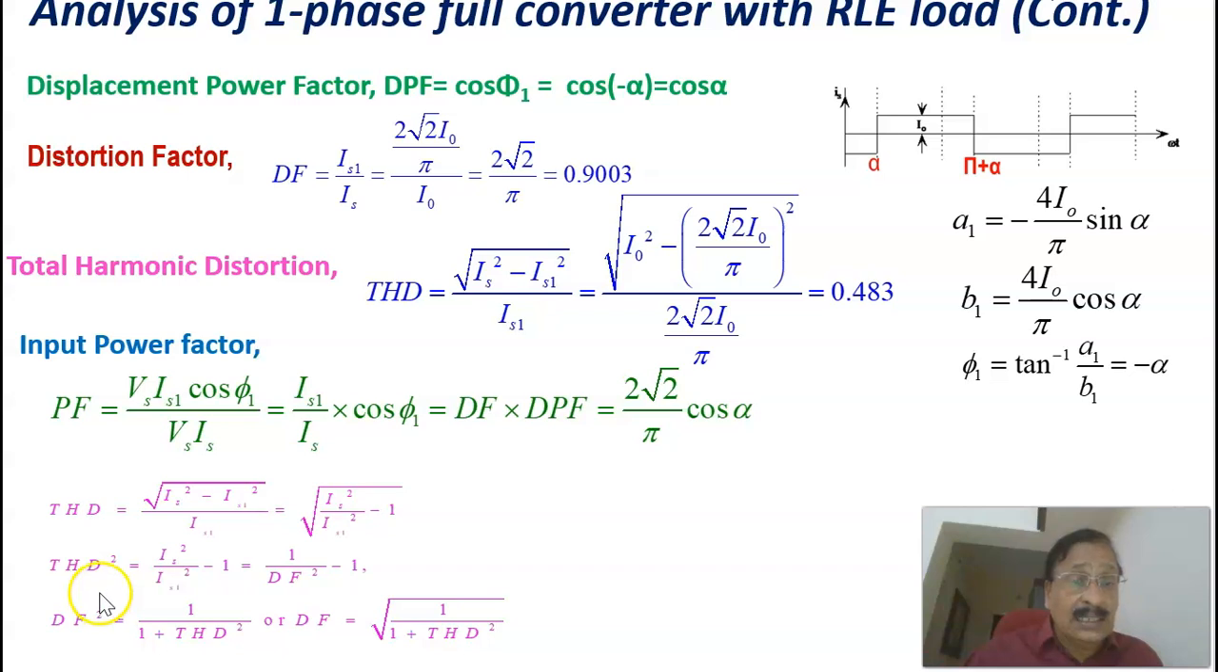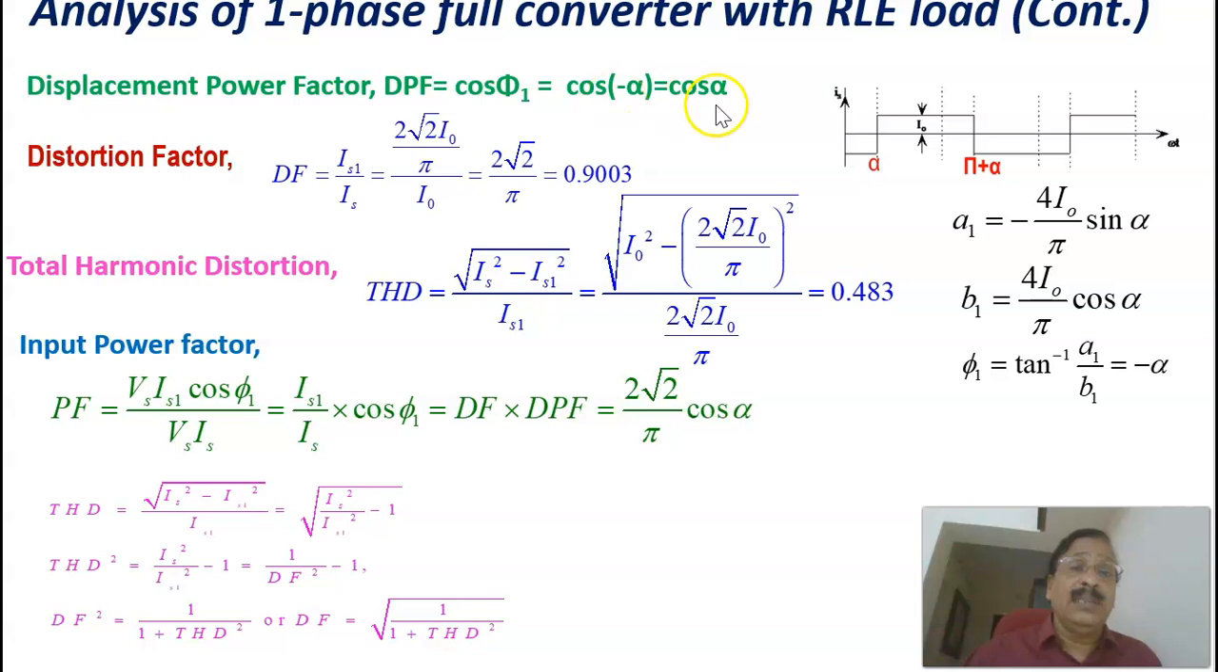If you square it, the total harmonic distortion squared equals Is squared minus Is1 squared, divided by Is1 squared, which is Is squared by Is1 squared minus 1, where Is1 by Is is the distortion factor. Substituting that, THD can be derived in terms of distortion factor, or distortion factor in terms of THD is the square root of 1 by 1 plus THD whole square. That's one more equation relating the distortion factor and total harmonic distortion.